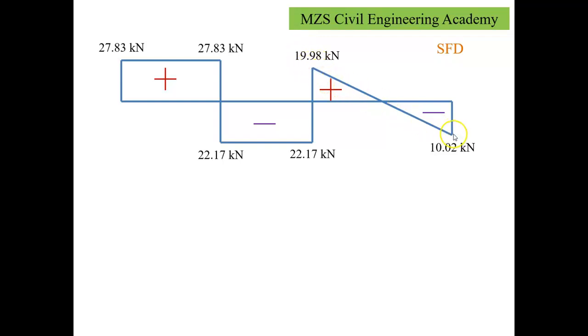The UDL is there. That's why it goes linearly, and it comes to be 10.02. Finally, at the end C, we got a reactive force of 10.02. That's why it comes back to 0. This is the shear force diagram for your given continuous beam.